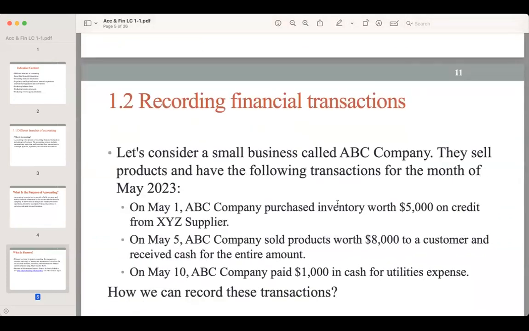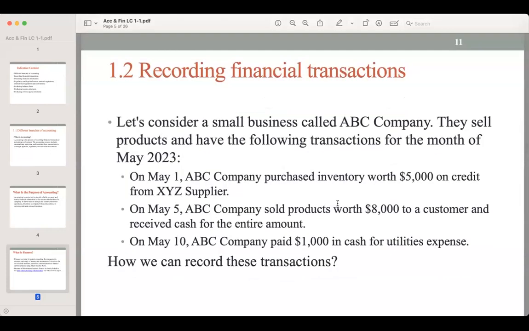Recording financial transactions. In the month of May 23, ABC company had a few important transactions. We'll see how to record them accurately. So if you see here, there are some transactions. ABC company purchased inventory worth $5,000 on credit from XYZ suppliers.